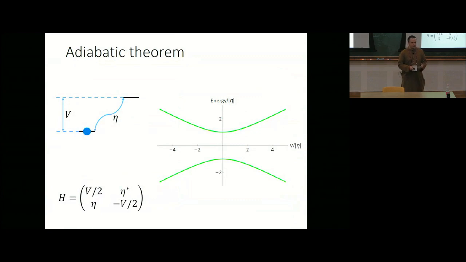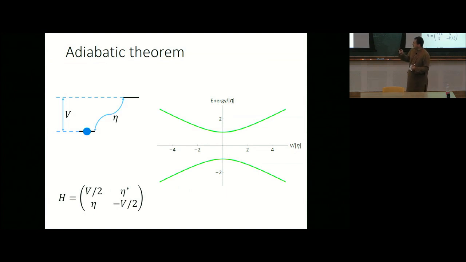Quantum adiabatic pumps are based on the adiabatic theorem. Basically, the theorem tells you that you have your system in its ground state, you change some system parameters, and if you do it sufficiently slowly, your system will always stay in its ground state, as long as the system has a gap.